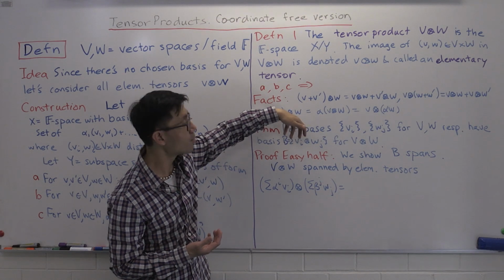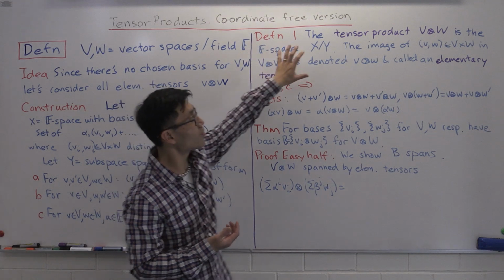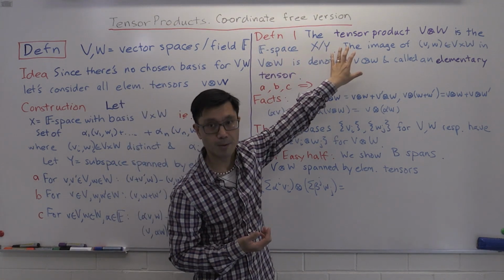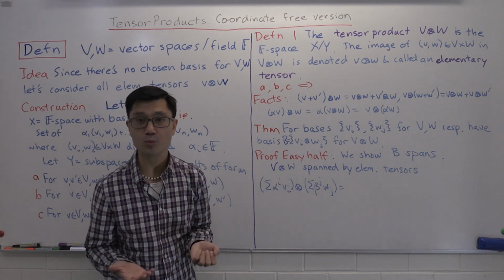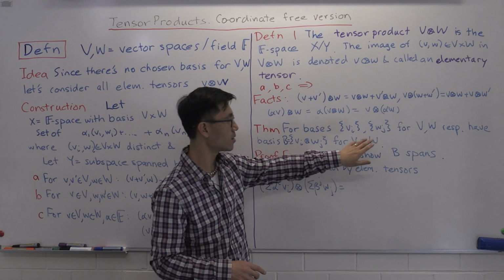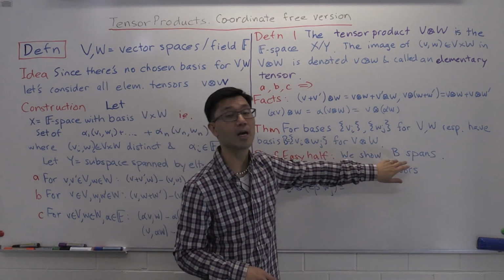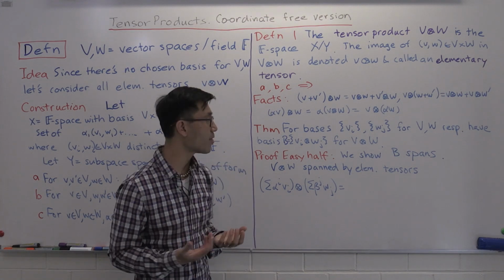Okay, so this essentially identifies the two definitions. But the good thing about this definition here is it's coordinate free. Okay, so let's prove this. To show something's a basis, of course, we just have to show that it's linearly independent and also that it spans the space. The part that's easy to show is that in fact this thing here spans. Okay, so let's just see how that works.